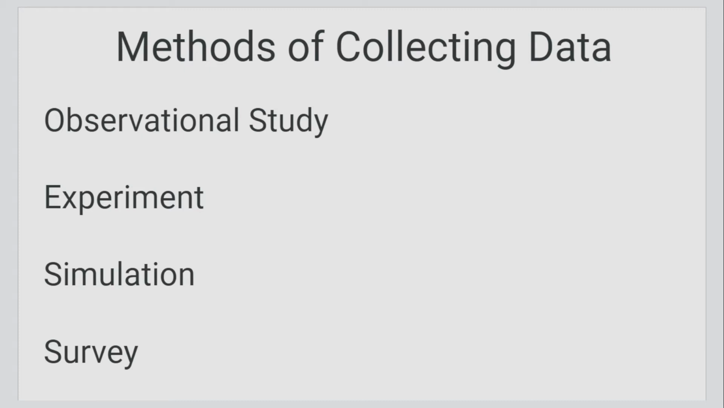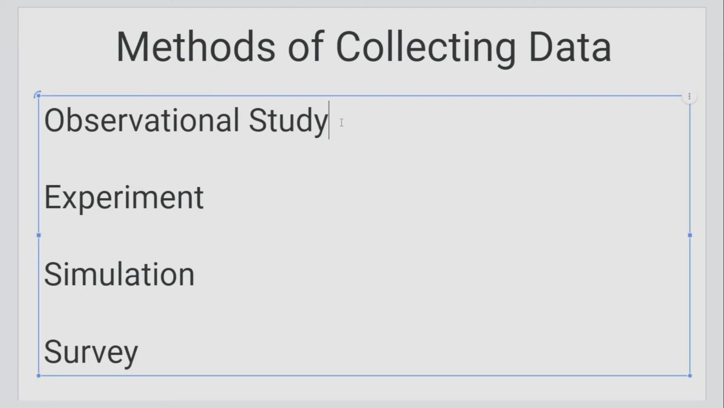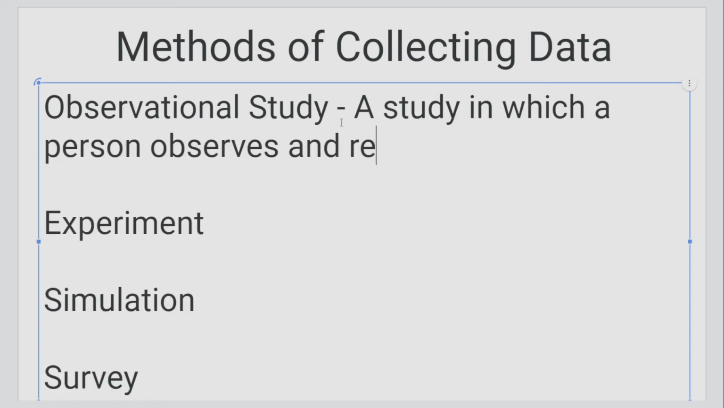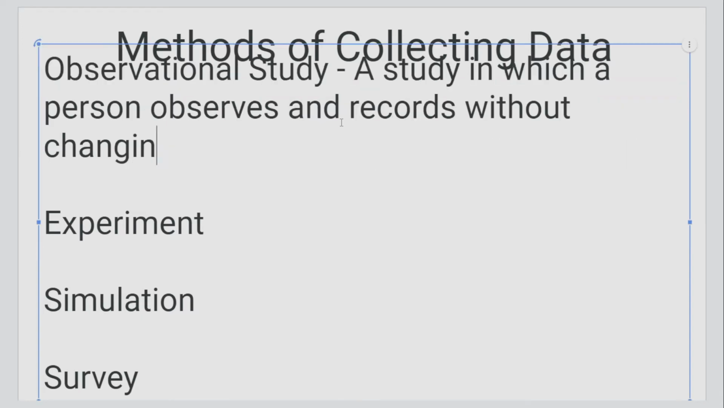So the first two, observational study and experiment, are on page 19, and the simulation and survey are on page 20. So let's go through each of these and talk about what data collection methods these are. So an observational study is a study in which a person observes and records without changing the conditions.